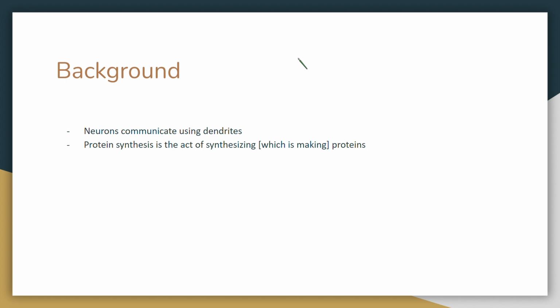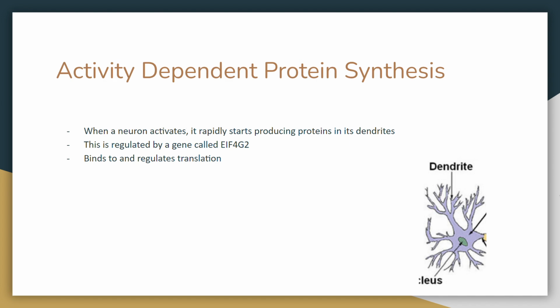Let's start this then. Activity-dependent protein synthesis. When a neuron activates, it starts rapidly producing proteins in its dendrites. This is regulated by a gene known as eIF4G2. The reason that it's named this is because eIF4G2 stands for Eukaryotic Translation Initiation Factor 4-gamma-2. The full details of this name aren't important, but what does matter is that this gene binds to RNA in order to control the process of translation.